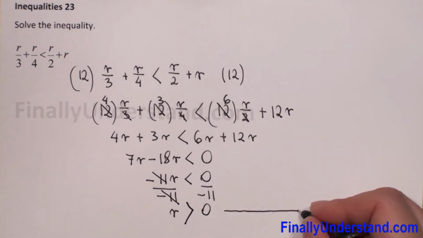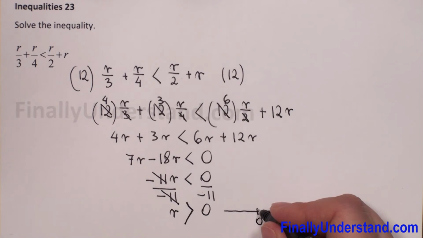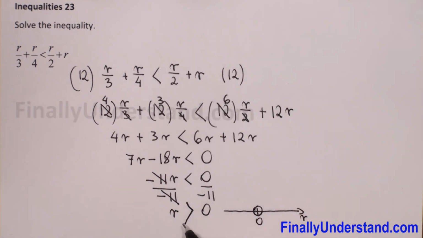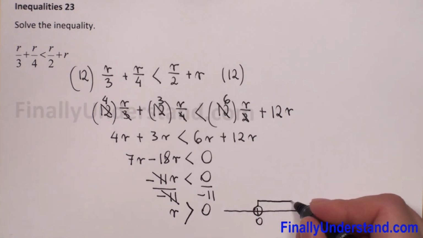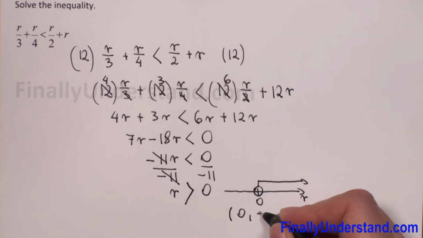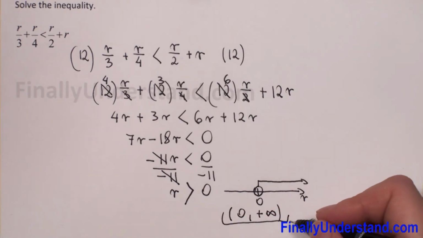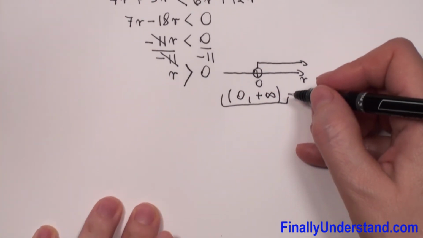We have number line r, 0. 0 is not included. So, we have r is greater than, it means we're going to positive infinity. We have interval from 0 to positive infinity. This is our solution. Now we have to check if it's correct.